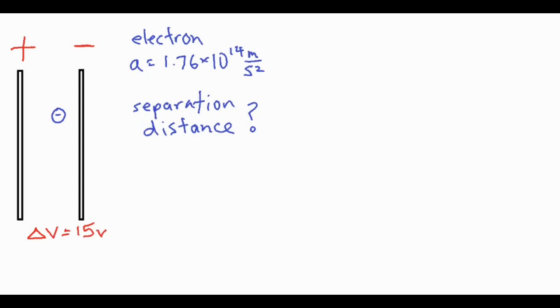So the first thing we're going to do is go ahead and use that acceleration along with some known variables. And we can use acceleration equals force over mass. And we're going to substitute in QE for the force. And then from there, we'll be able to solve for the electric field because the mass and the charge for an electron are known constants.